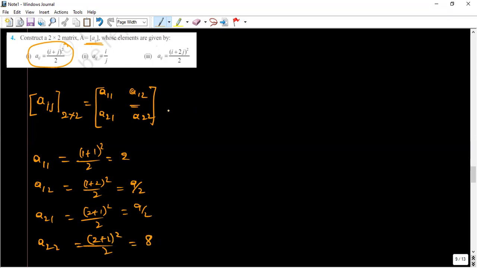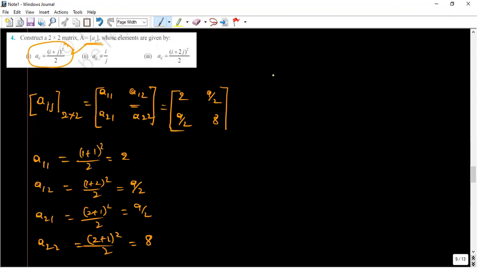We found all the elements, then arrange it in a proper order. A11 is nothing but 2. A12 is 9 by 2. A21 is 9 by 2. A22 is 8. This is how we will find out the matrix with the given condition.